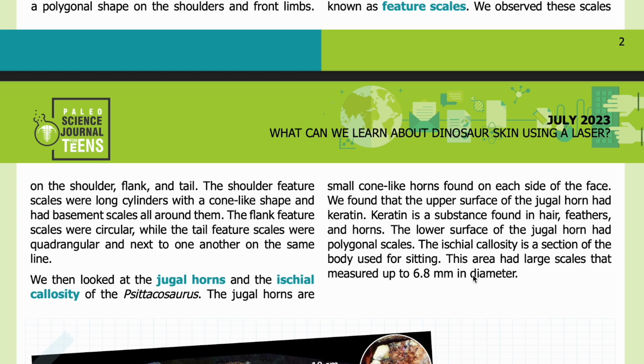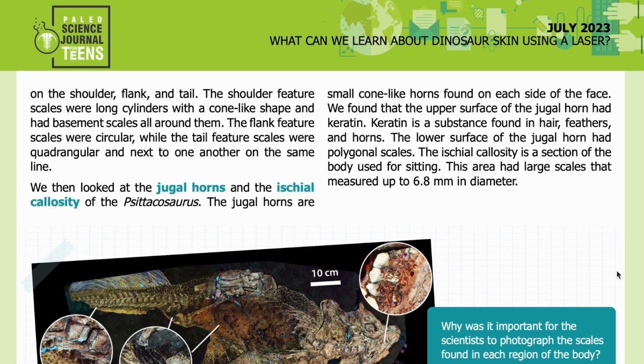The jugal horns are small, cone-like horns found on each side of the face. We found that the upper surface of the jugal horn had keratin. Keratin is a substance found in hair, feathers, and horns. The lower surface of the jugal horn had polygonal scales. The ischial callosity is a section of the body used for sitting. This area had large scales that measured up to 6.8 millimeters in diameter.